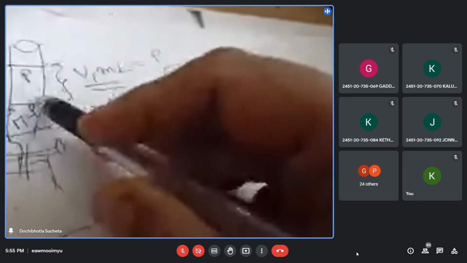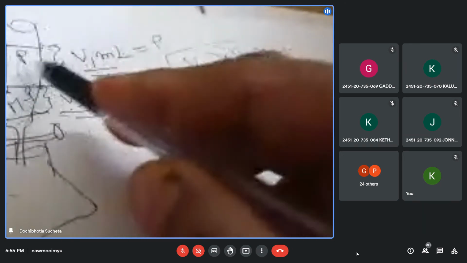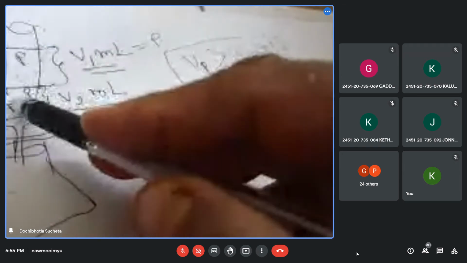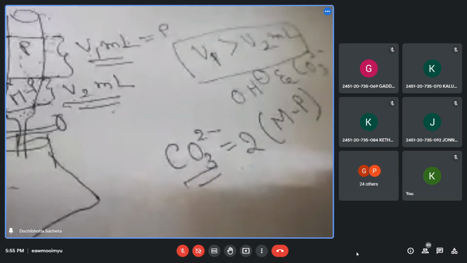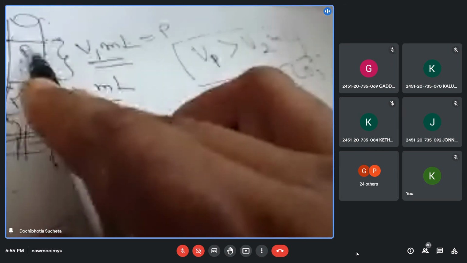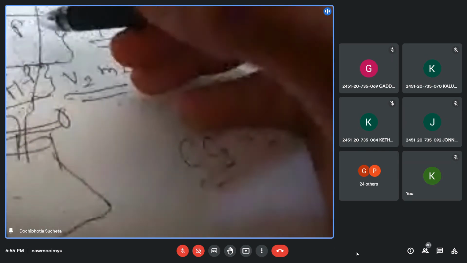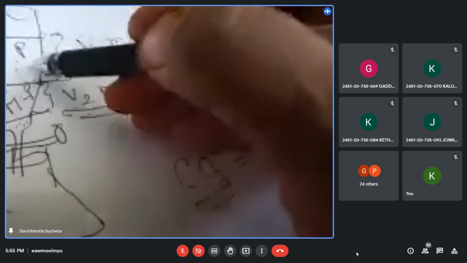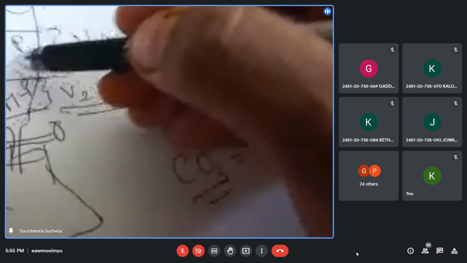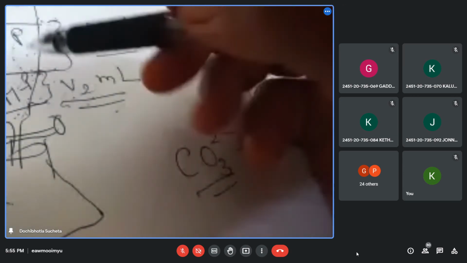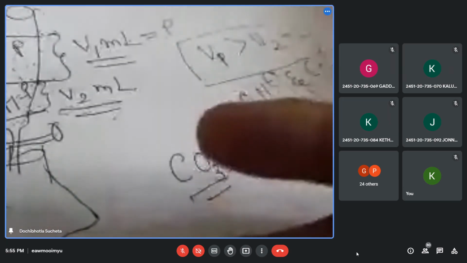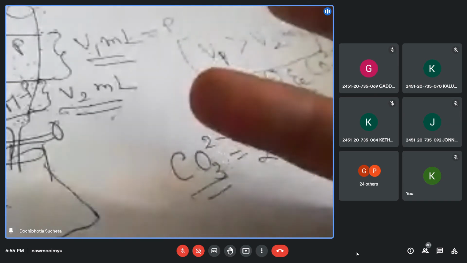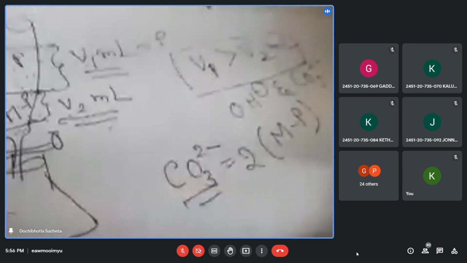This portion is M minus P, and here again M minus P might have got reacted to completely neutralize this carbonate ion. Now how about this OH minus? Here how many ions got neutralized? One was OH minus, the other one was carbonate to bicarbonate. So P has two combinations: full neutralization of OH minus, half neutralization of carbonate.